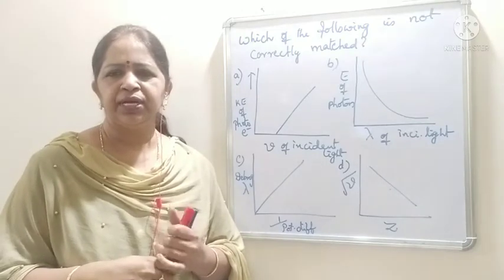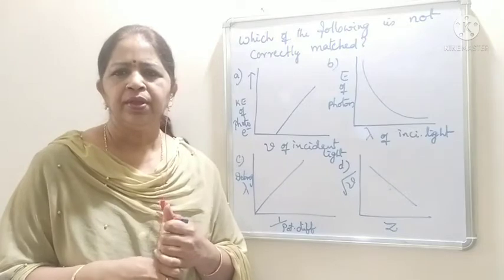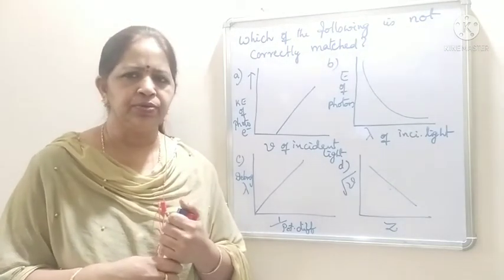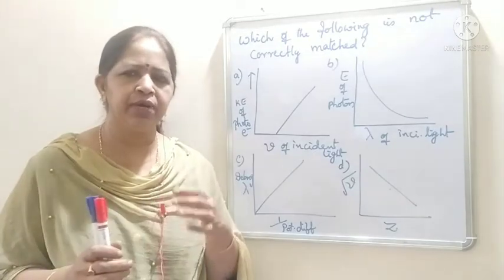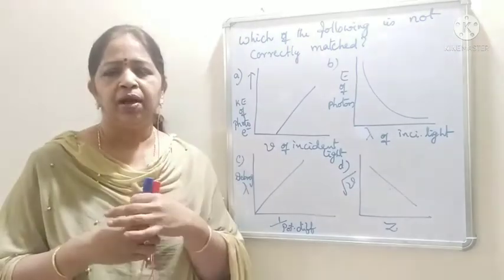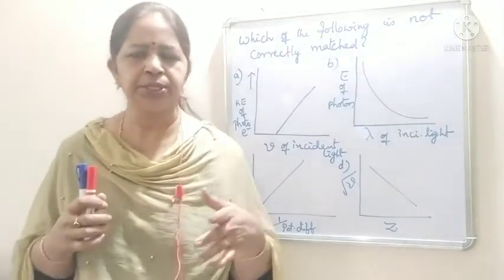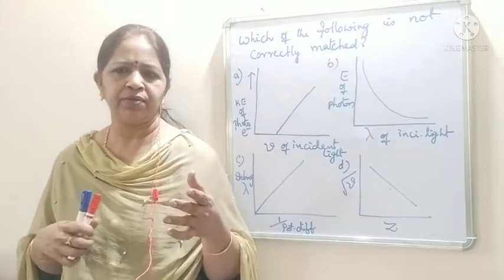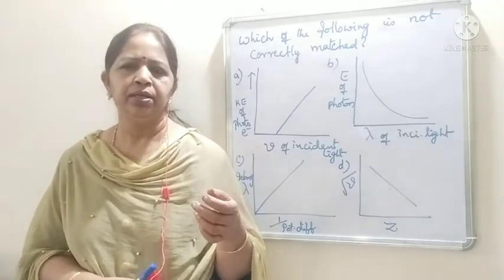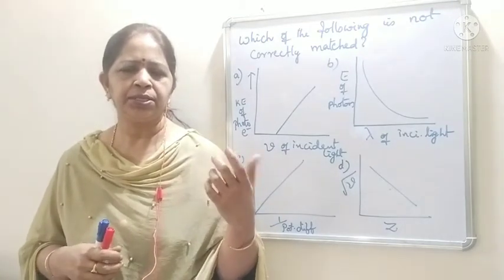Today I am going to explain some more questions from the atomic structure. In this I am going to include the graphical questions also, in which some graphs will be given. You have to identify all the principles will be included, whatever we have studied in atomic structure like photoelectric effect, Heisenberg's uncertainty principle and de Broglie wavelength, all these are included in these graphs.